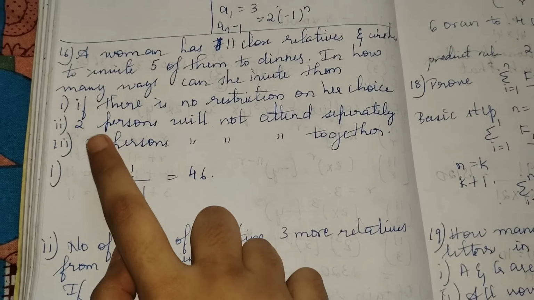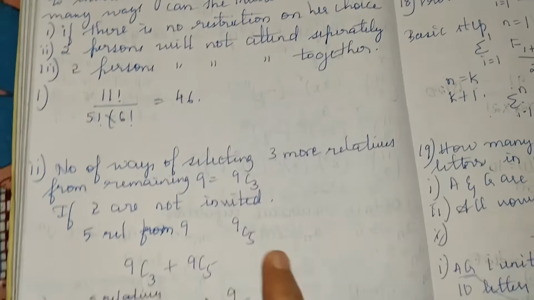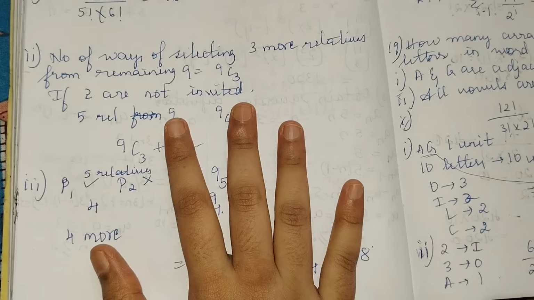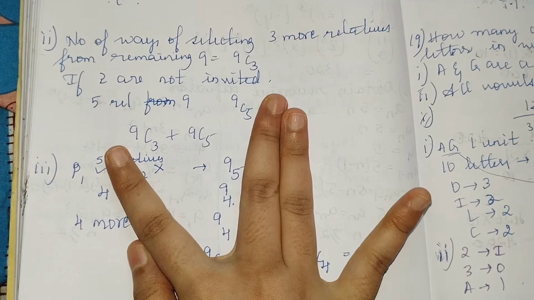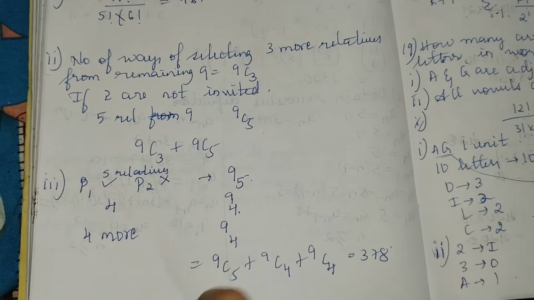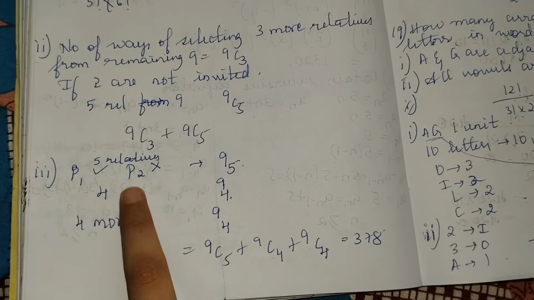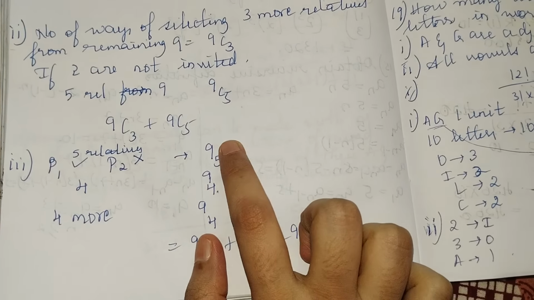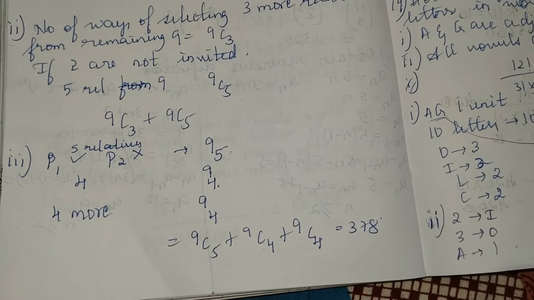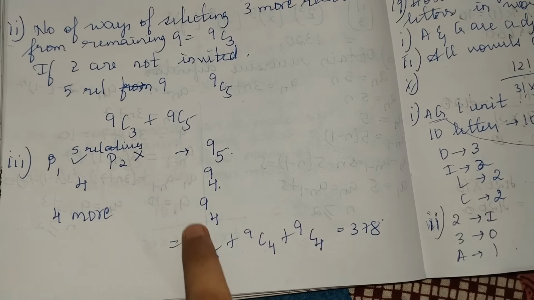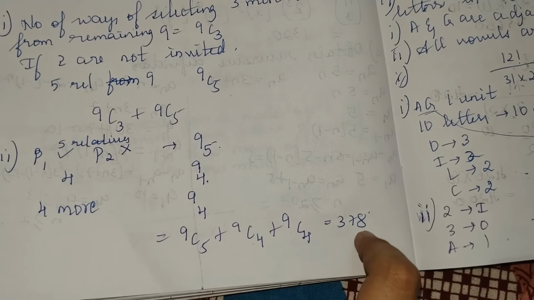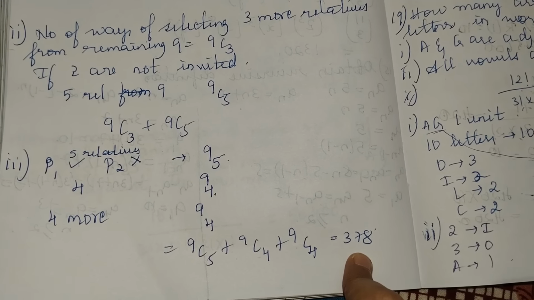Then the third part of the question is, 2 persons will not attend together. They have said that among the 5 relatives, either the first 2 or the next 2 or the last 2 will not attend together. It can be in any order. So like that we get 4 times. It can be 9C5, 9C4, 9C4, any of these orders is okay. So 9C5, 9C4, 9C4. When you add all of these, you'll get 378.